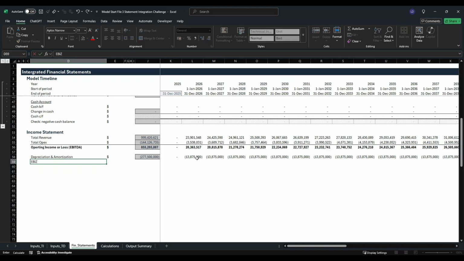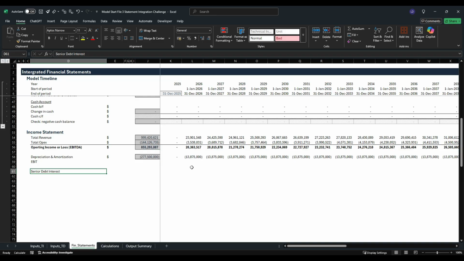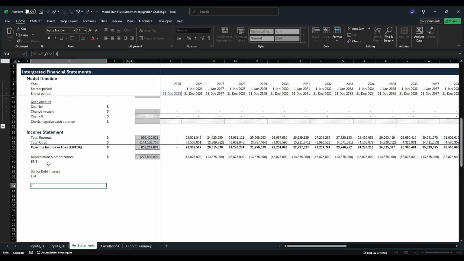You might have guessed it, that will leave us with our EBIT, earnings before interest and tax. Let's keep going with our labeling. After we consider depreciation, we will consider senior debt interest. So that's only the interest expense because this is earnings before interest and tax, which will leave us with earnings before tax. Then we will have to pay taxes, which leaves us with net income.